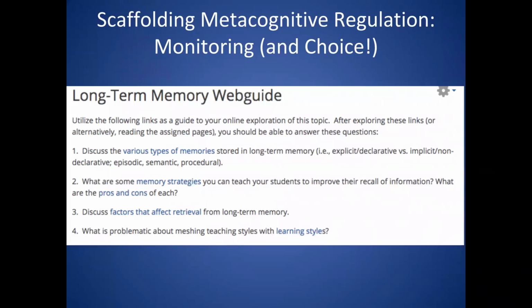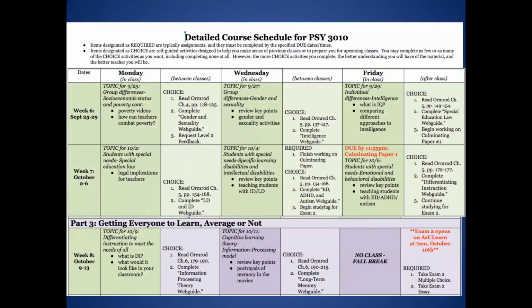And so they have these 4 questions, but there's always between 3 and 5 for every mini unit. So this is where, and I think this is going to get to Michael's question that I just see there about choices and things like that. This is where the choice piece actually comes into play. So you can see that on the syllabus, I have some things that are labeled as required. So like here, required, you have to finish working on the culminating paper, but then you also have a choice, which is you could read some things, you could complete a web guide, you could begin studying.